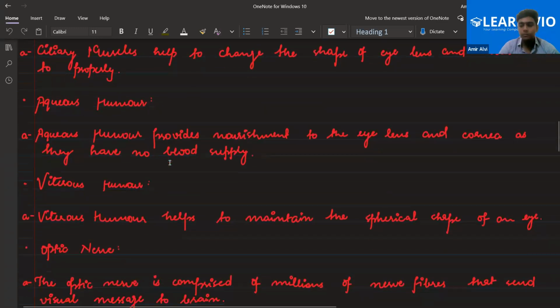Next is the vitreous humor, right? The vitreous humor is very similar to the aqueous humor, but it is present inside the eyeball. It helps to maintain the spherical shape of the eye. It maintains the proper pressure inside the eye so that the eye is completely spherical. Another thing the vitreous humor does is provide nourishment to the inner part of the eye. So both the aqueous humor and the vitreous humor provide nourishment to the eye.